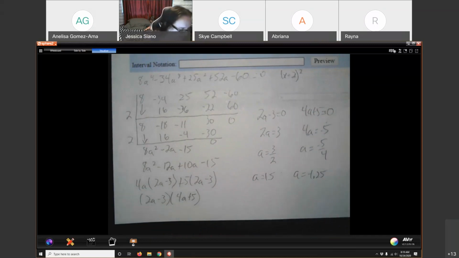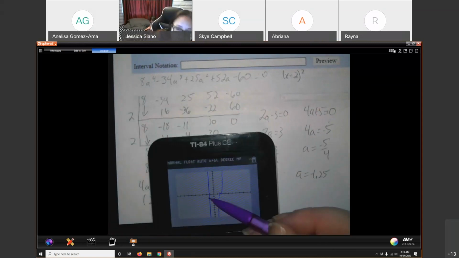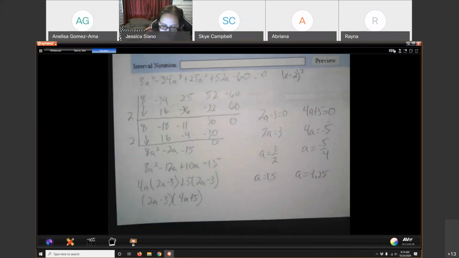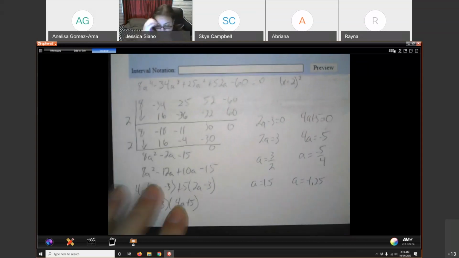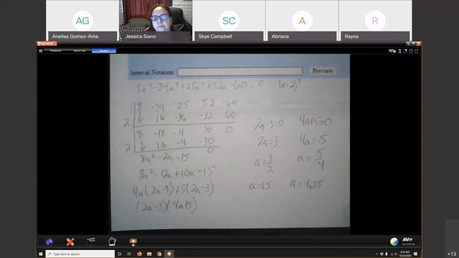So I want to look back at my graph real quick and make sure that those make sense given the graph that I have. Yeah, I mean, this one right here looks like it's just past negative 1, so that would be negative 1.25. And this one in here looks like it is halfway between 1 and 2, so that would be the 1.5. Okay, good. I always like to double check that, make sure that what I got at the end matches the graph that I was looking at.